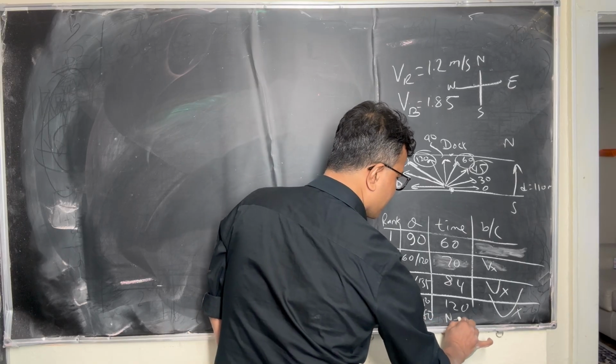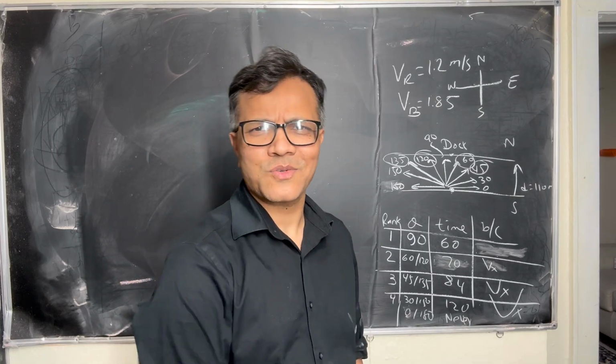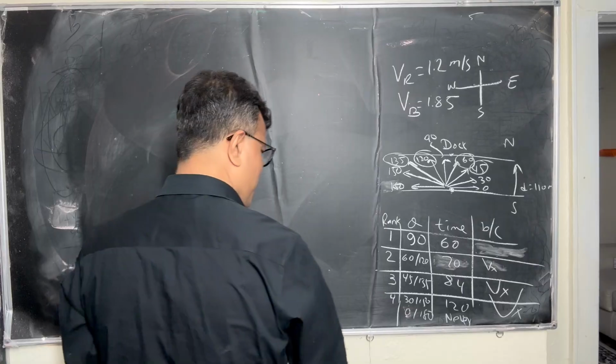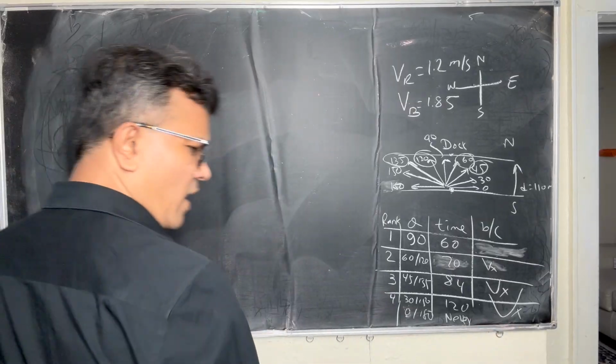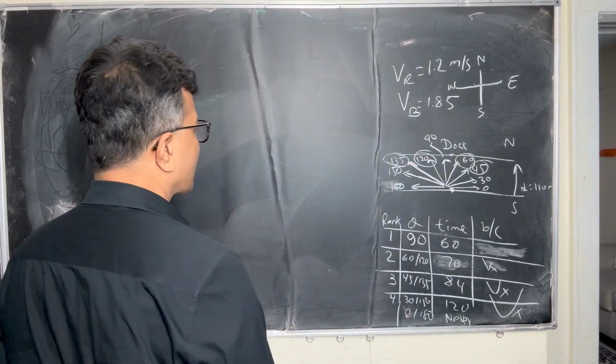They never get to the other side. 0 and 180 never get to the other side. So forget about these, because they don't have Vy. If you don't have Vy, you don't get to the other side. So okay, I'm going to keep this one.